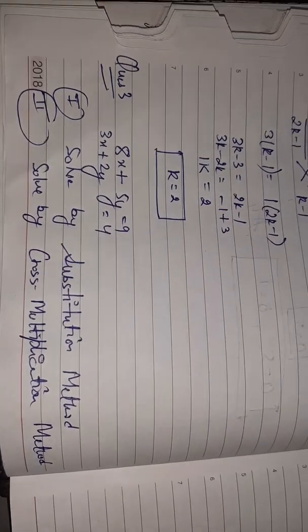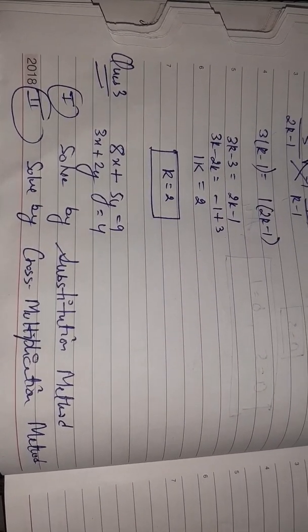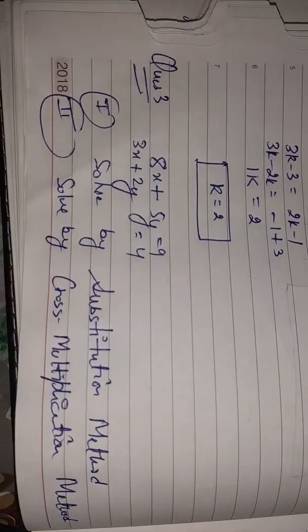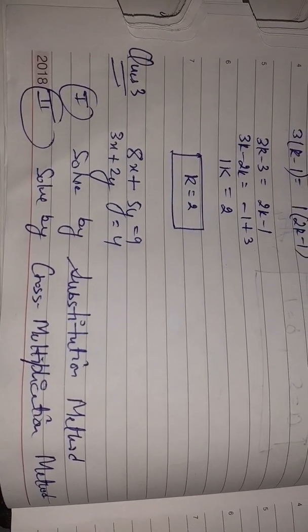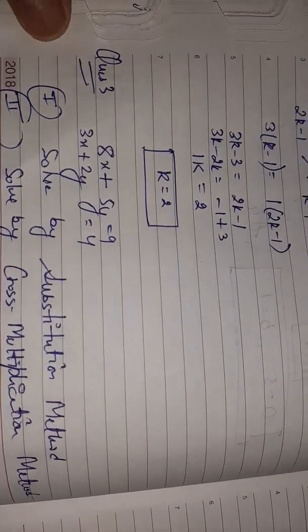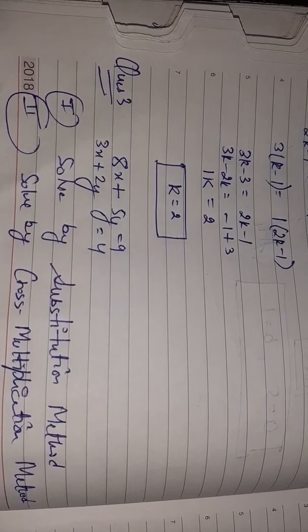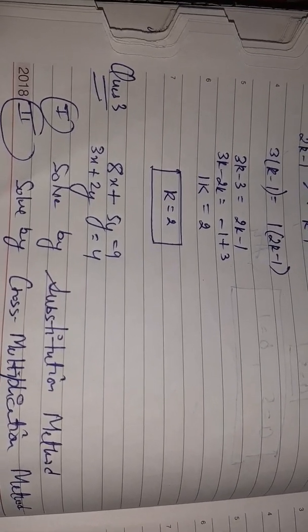Question number 3. It is given to solve by the substitution and cross multiplication methods. You know both the methods, you can easily solve it. Do this exercise till question number 3 in your fair notebook. If you can do the word problems, try to do the word problems also, or I will be solving them for you in the next lecture.